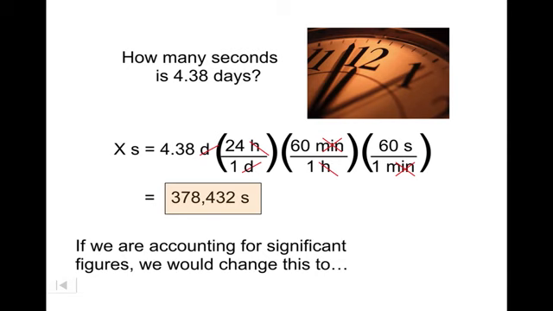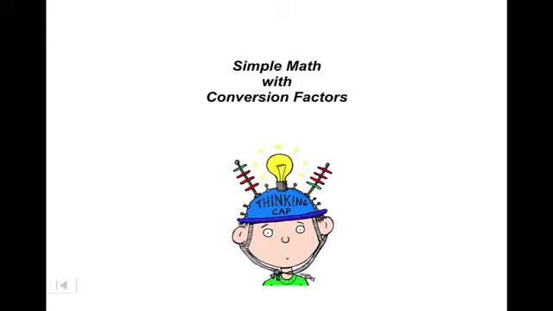So if you're accounting for significant figures, which you always should, it's always what you started with, not what you use as a conversion. And you can write it as 378,000 or 3.78 times 10 to the 5th. Same thing. We've just used scientific notation here. Simple math with conversion factors. I'm going to end this video here and do the next one in a separate video.